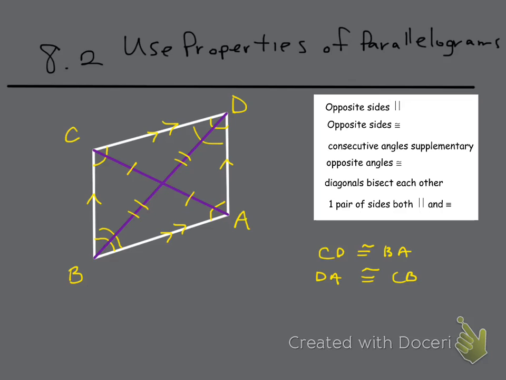So if we throw some numbers in here, if we know that CD is equal to 8, what does that make BA? Well, if a pair of sides are both parallel and congruent, that means BA is not only parallel to CD, but it also is congruent to CD, making BA 8 centimeters, or 8, as well.